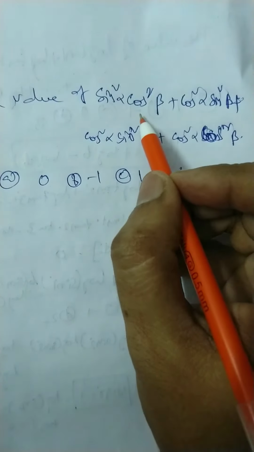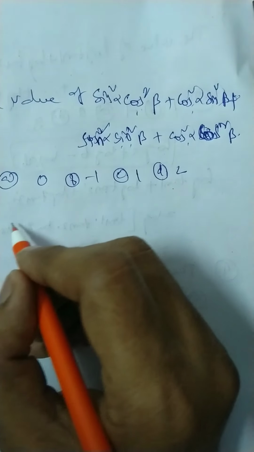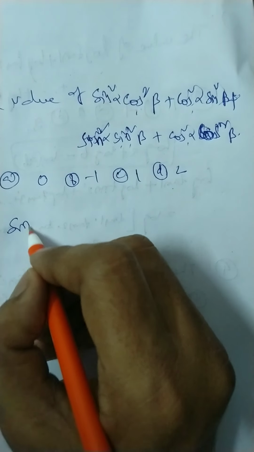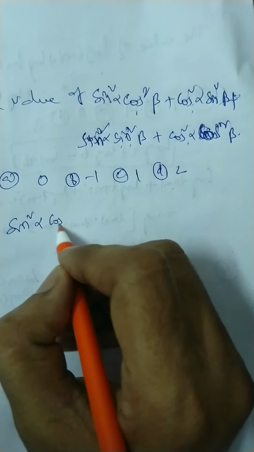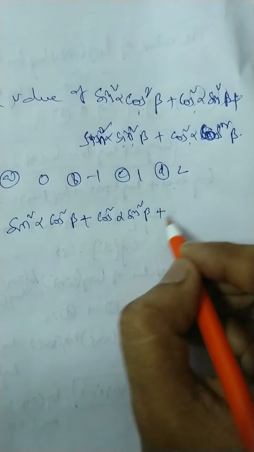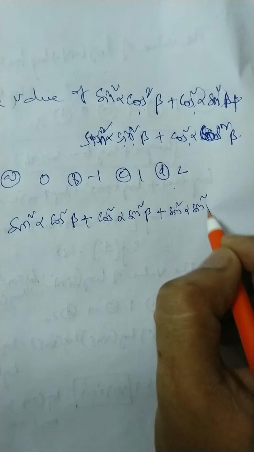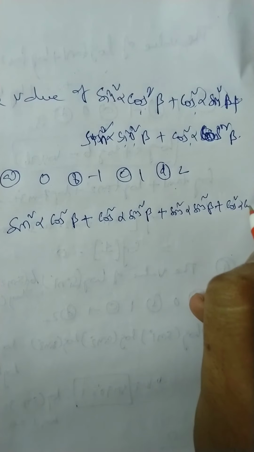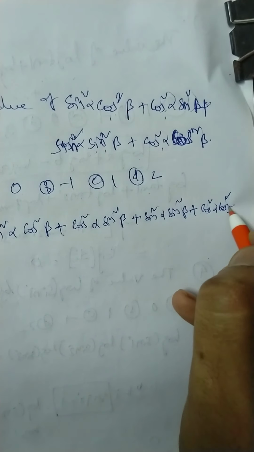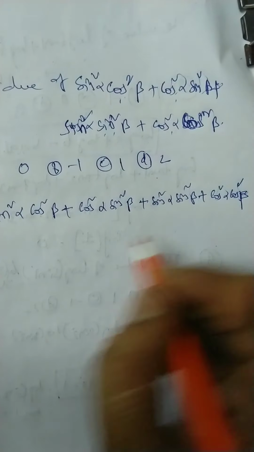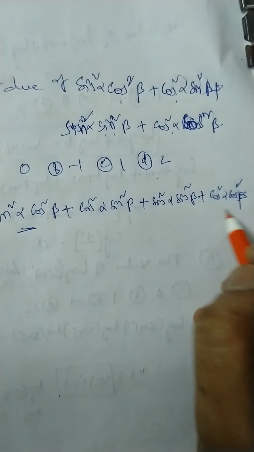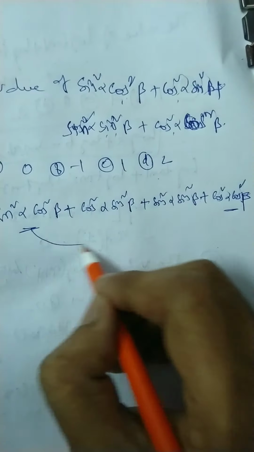Sorry, I have repeated this term. This is not cos square, it is sin square alpha, sin square beta. So here sin square beta is common. So regrouping the first and fourth terms, we are taking the first term and fourth term, we are regrouping these two and we are regrouping these two.